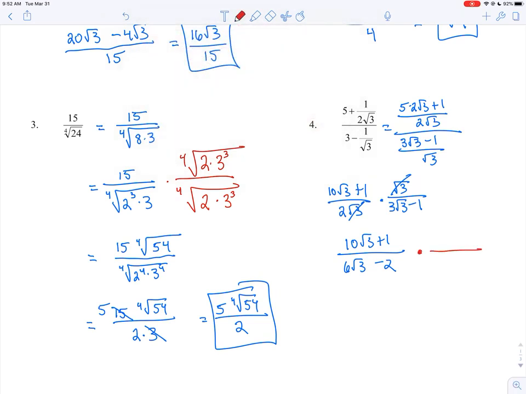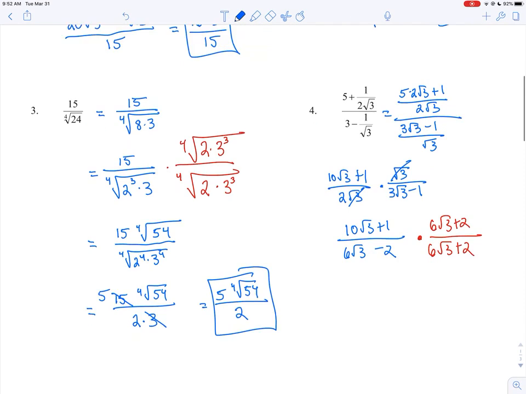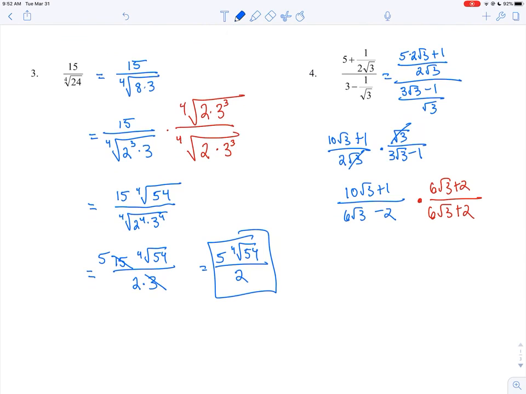So multiplying by the conjugate, we're going to multiply by 6 rad 3 plus 2 over 6 rad 3 plus 2. All right, if we simplify that, we're going to have to FOIL both in our numerator and our denominator. We are going to get what? We're going to get 60 times 3, right, plus 20 rad 3 plus 6 rad 3 plus 2. Right, that's just FOILing that out. Then in our denominator, it's really just first term squared, second term squared, right? So we're going to get 36 times 3, and that's just going to be minus 4.